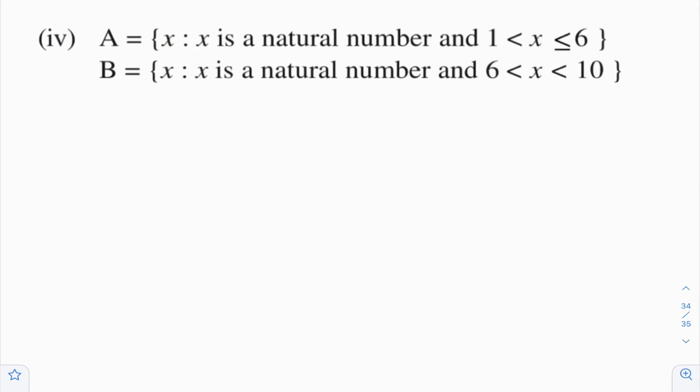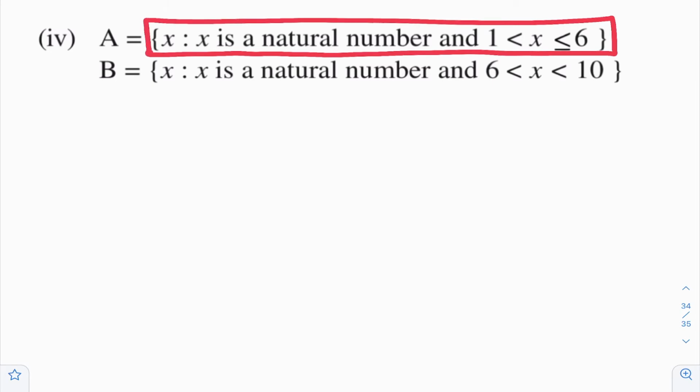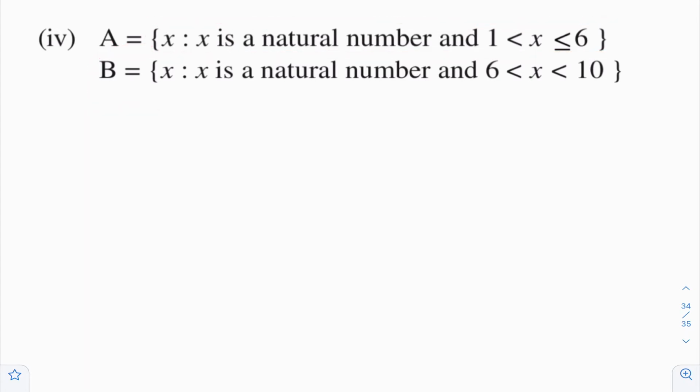Okay. Now, you observe this fourth bit. What they are asking: x is a natural number and 1 < x ≤ 6. What to do in this problem? We need to calculate A union B as well as A intersection B. The only problem we have is, this is in set builder form. If I write this set in roster method, meaning all the elements are listed separated by commas, then I can easily calculate A union B, A intersection B. So I'll write the given sets in roster form.